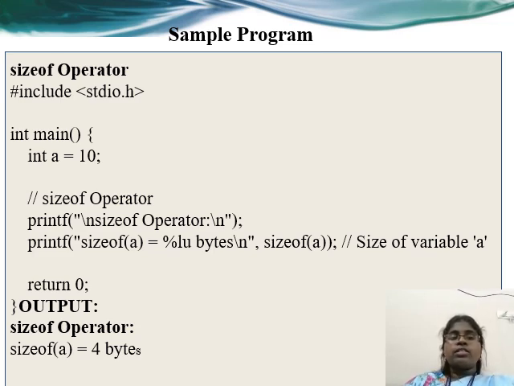The header files must be included in the program. Then we go to the main function, int main open bracket. If you declare an integer value, so int a equal to 10. If you find the size of the operator, so printf statement using the sizeof operator. Next printf statement is to find the size of a. So printf open bracket sizeof a equal to percentage lu is the long unsigned bytes of the values, slash n, and then print result the size of a. Then return 0 indicates the given program is completed, to intimate the compiler.